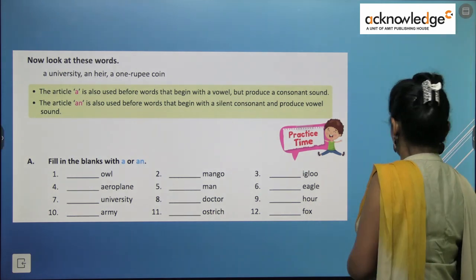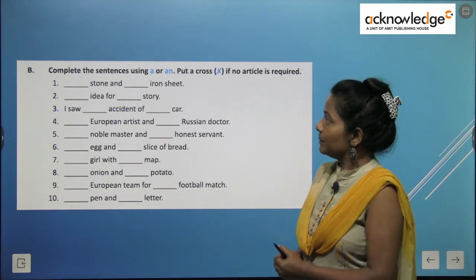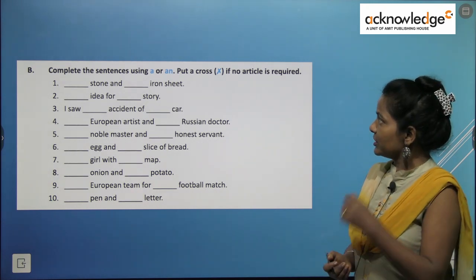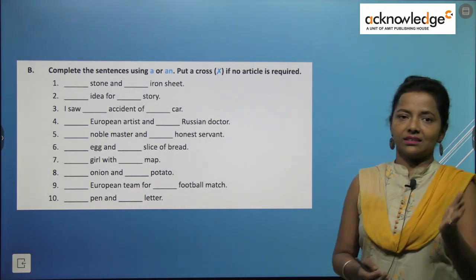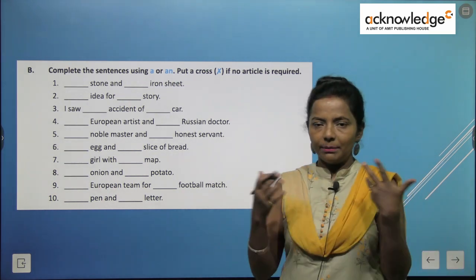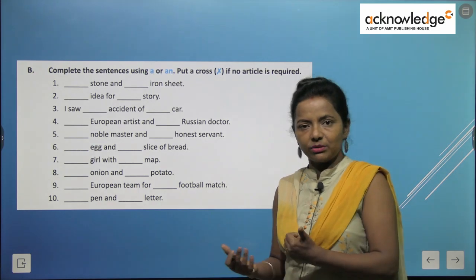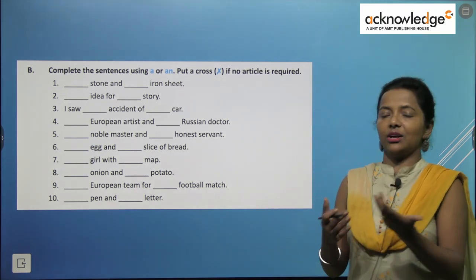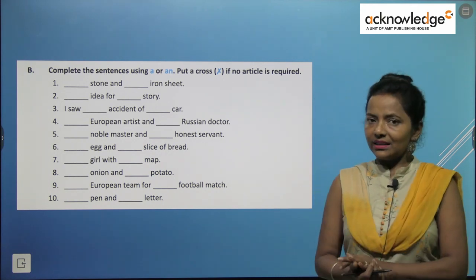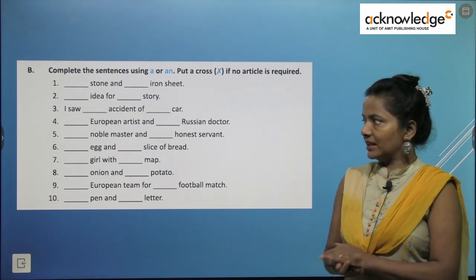So let's see what else is there. Complete the sentences using a or an. Put a cross if no article is required. Maybe in any sentence we may not have to use an article, that can also happen. So where we need a and an we will write a and an, and where we do not need any article we will put a cross.